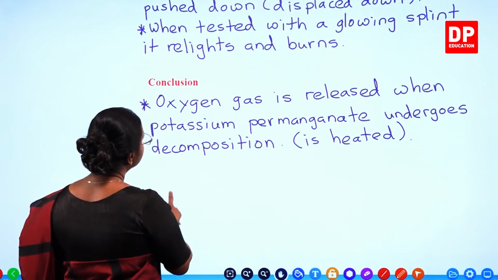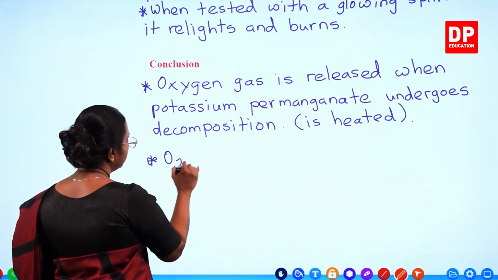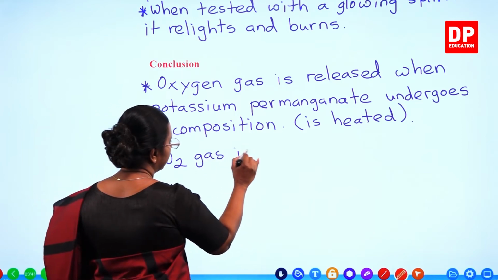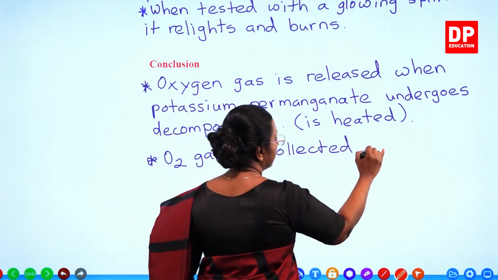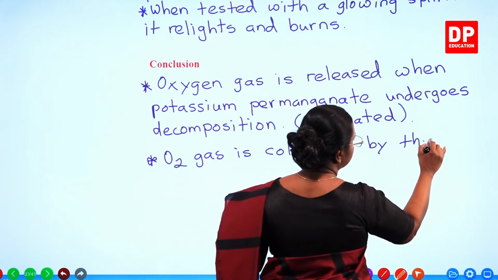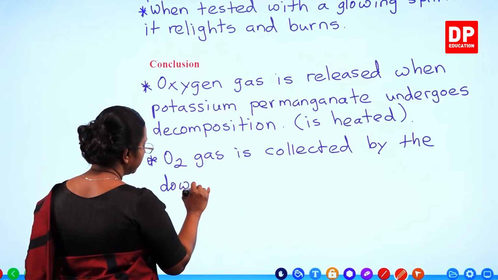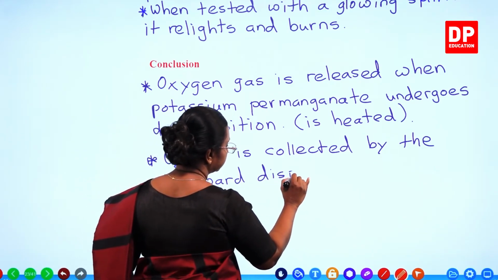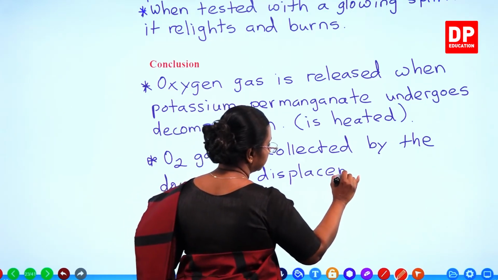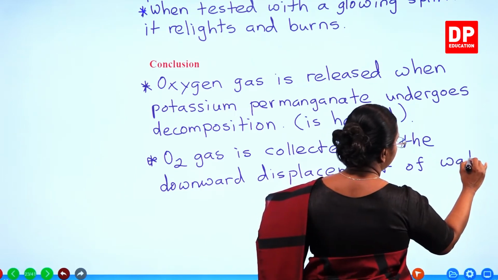Then the next one, O2 gas is collected by the downward displacement of water.